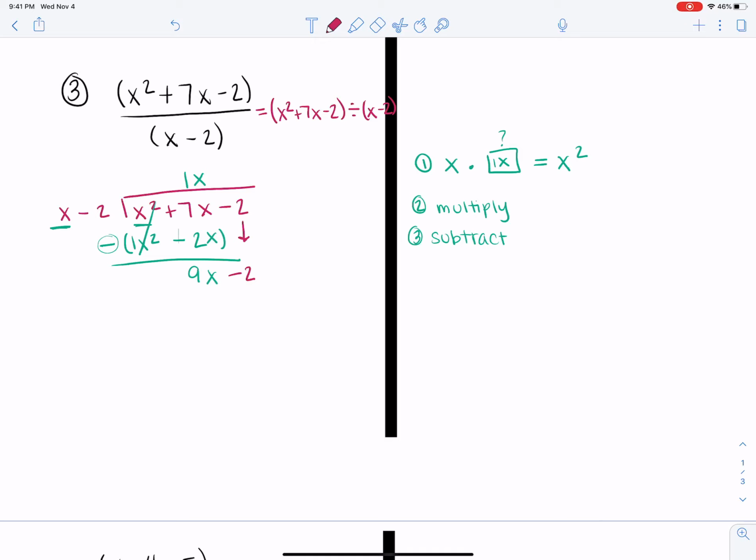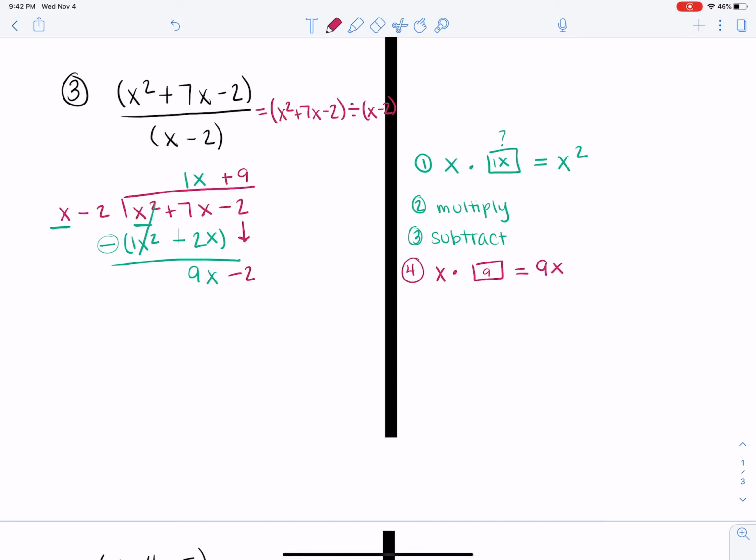Okay? Now, step 4. Again, we're going to look at the x. Ignore the colors, I'm just going with whatever color I got. Now I need to say, okay, I have that first term x times what will give me 9x. Well, x times 9 would give me 9x, so that means that a positive 9 will be my next number.